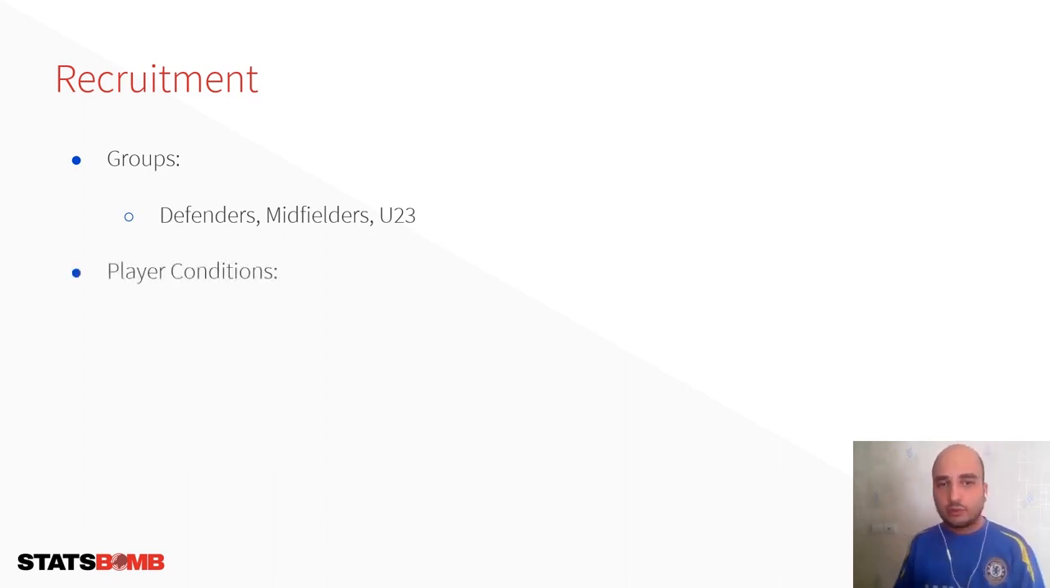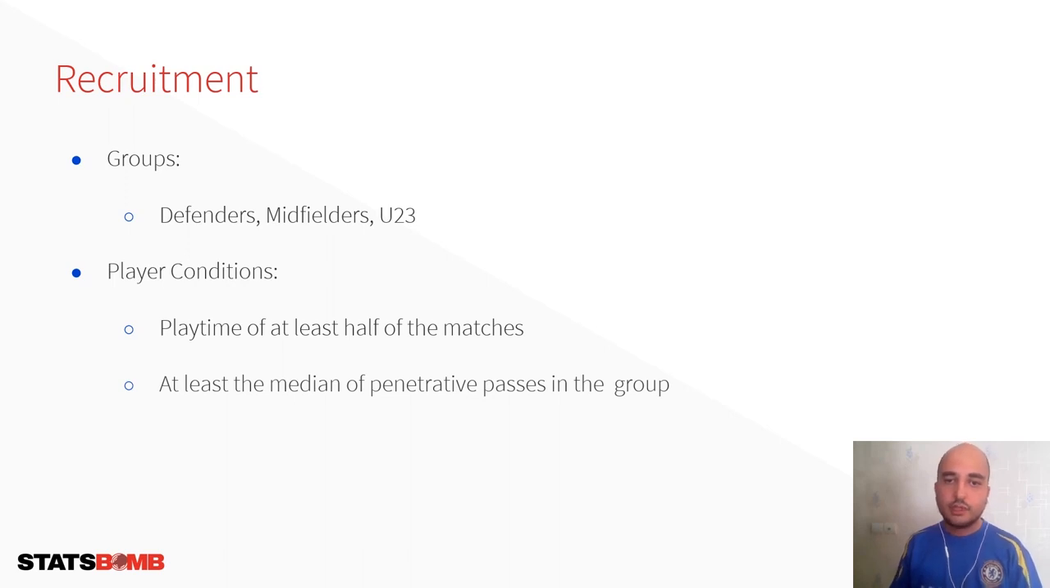And we should also have some conditions on the players. The play time should be at least half of the matches. And also the median of the actual penetrative passes the player has given should be at least the median of his group. In this way, we make sure that we don't end up with a player who has played only 1 or 2 or 3 matches, and only had 1 or 2 or 3 penetrative passes. So we can make sure that we have reliable results.